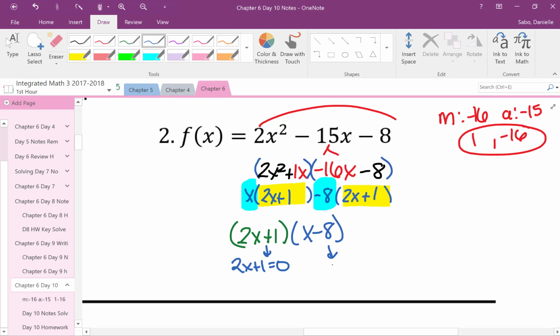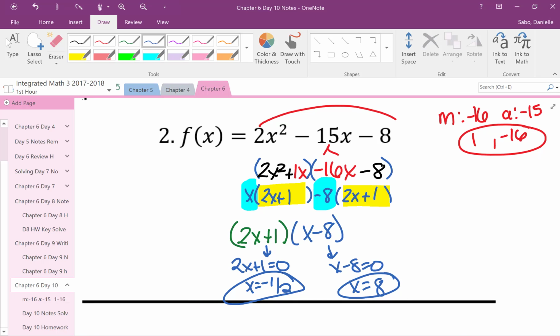I'm going to set this guy equal to 0. And we're going to subtract 1 and then divide by 2, and you get negative 1/2. And what do you get here? Just 8. So these are my two answers. Okay, so those are the solutions. Those are where the function is going to cross that x-axis. Those are my x-intercepts, technically.